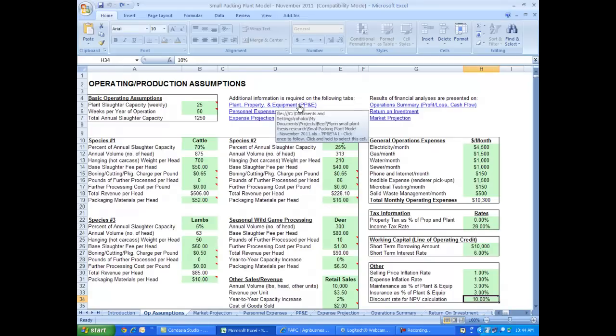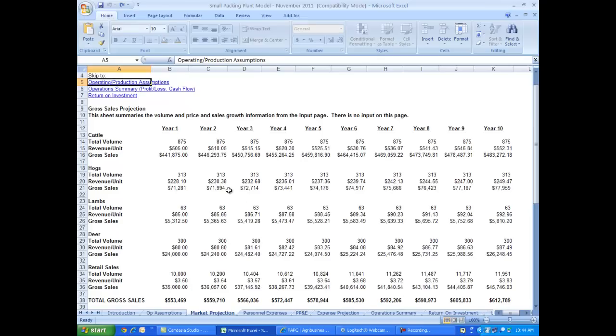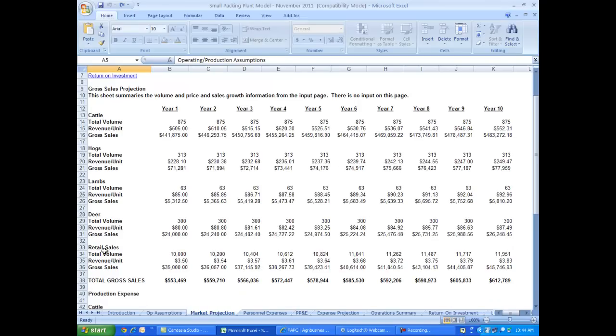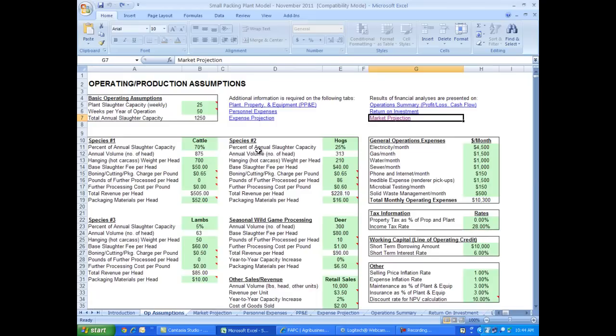Now, more information is to be provided on plant, property, and equipment. But before we go there, I want to show you all the information we entered about all the processing and revenue generating activities is calculated on the market projection sheet. So we do 10 years of calculations. And as revenue goes up, or as the price or the revenue per head of livestock increases because your price inflation goes up year to year, then you see changes in the revenue as well. And things like the deer and the retail sales, we built in a sales growth percentage, so even the total volume is going up. Now, back to the operating production assumptions.